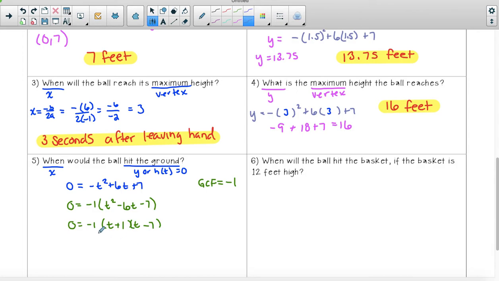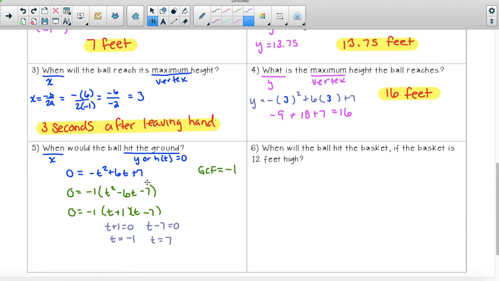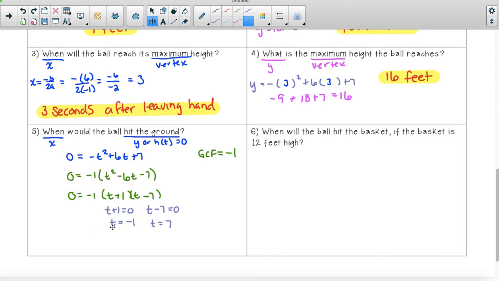Now we're going to take these factors, and anything with a variable in it, we're going to set equal to 0. Negative 1 does not have a variable, so I ignore that for now. T plus 1, I'm going to set equal to 0. And t minus 7 has a variable, so I'll put that equal to 0. We'll get t equals negative 1 and t equals a positive 7. So I need the largest x value for it to hit the ground, so my larger number is 7.